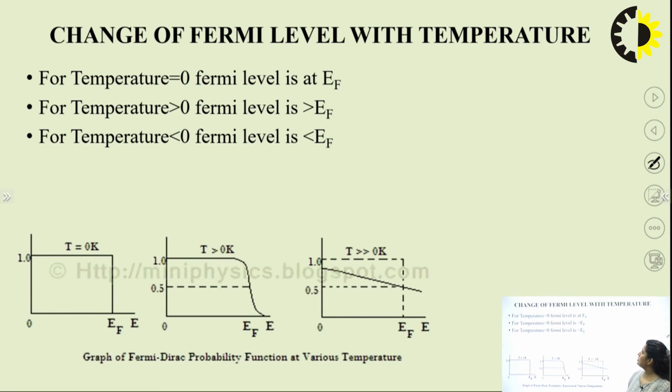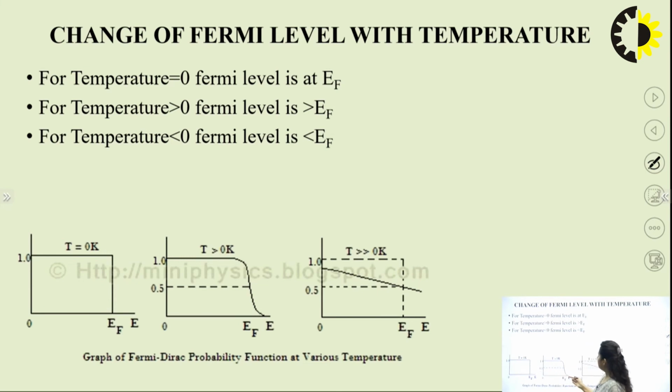So there is a change of Fermi level with temperature. For temperature equal to 0, the Fermi level is at Ef. For temperature greater than 0, the Fermi level is greater than Ef, and for temperature less than 0, the Fermi level is less than Ef. So we have three cases. Graphically, I have shown you that the Fermi level for T equal to 0 is at Ef.